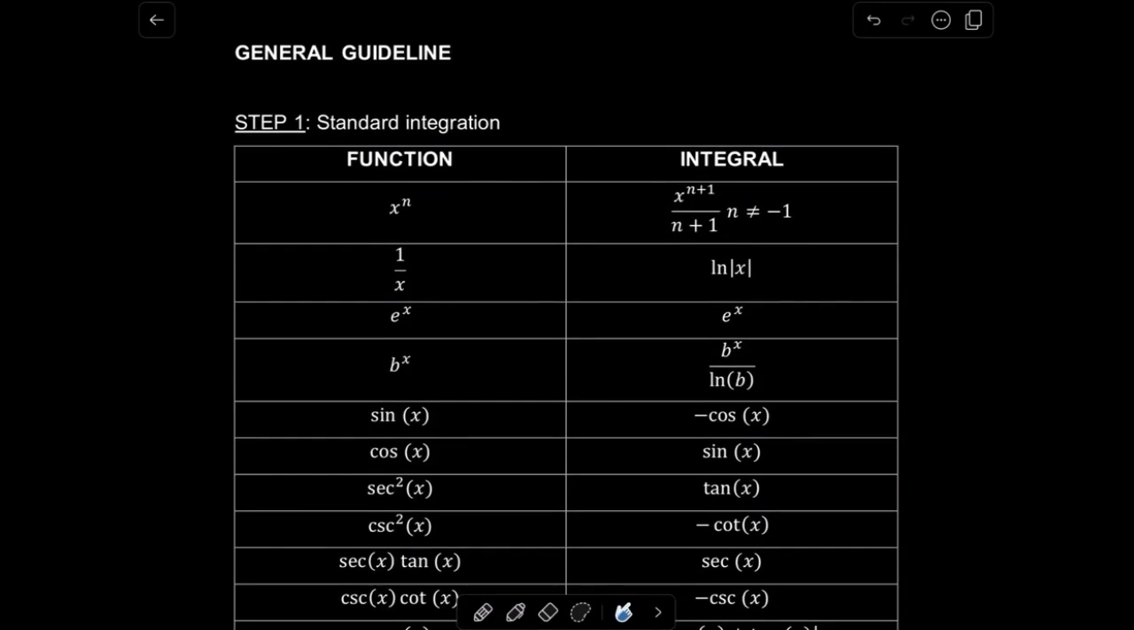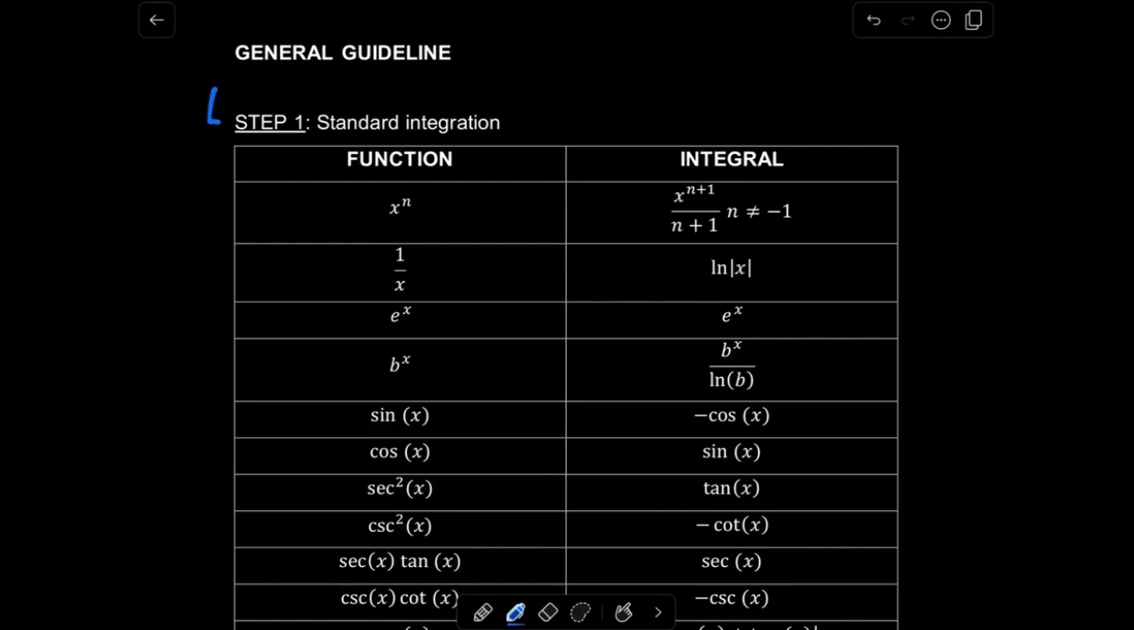Okay, so there are 6 steps to the general guideline or the strategy that I have here. And let's go for step 1. So step 1, and this is really unlikely because it's really unlikely you're going to get a standard function to integrate, but you still need to know your standard integrals.